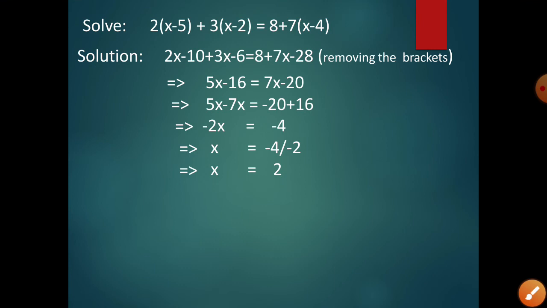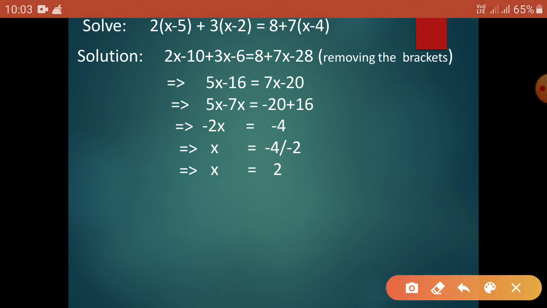We are taking another example to give you a better idea. So here the question is 2 into the bracket x minus 5, then plus 3 into the bracket x minus 2, equal to 8 plus 7 into the bracket x minus 4. So at first we have to remove the brackets here. How to remove? We have to multiply. So if we multiply 2 into x minus 5, it gives us 2x minus 10. 3 into the bracket x minus 2 gives us 3x minus 6, and here also 8 plus 7 into the bracket x minus 4 gives us 7x minus 28.